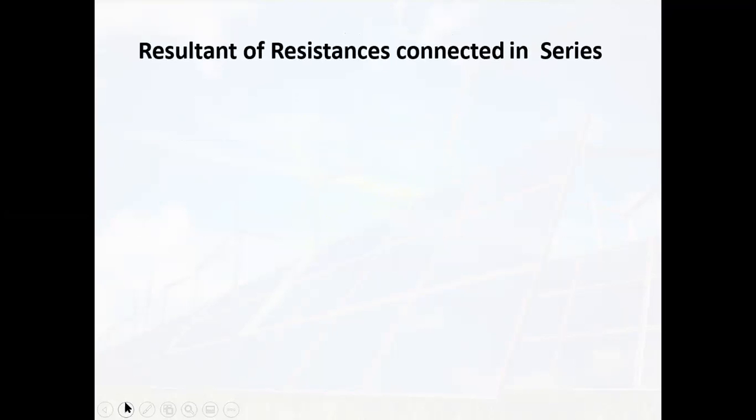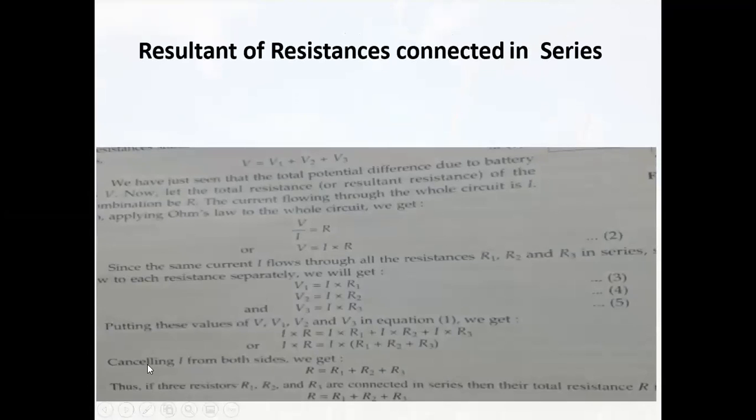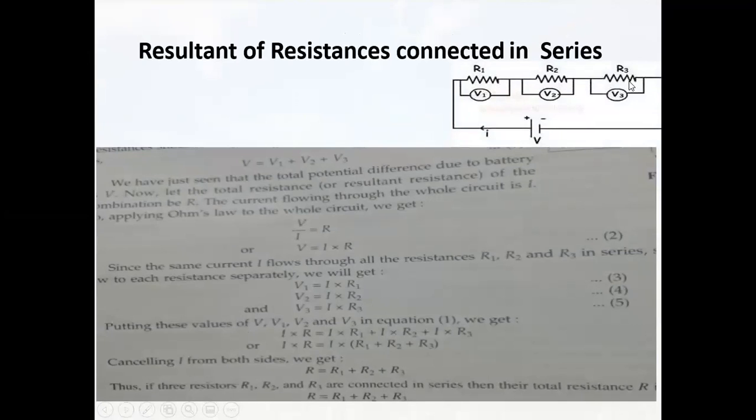Now we will calculate the resultant of resistances connected in series. See, suppose these three resistances are there. So V is equal to V1, V2 and V3. We know V upon I is equal to R. So V is equal to IR. In the case of V1, V1 is equal to IR1. In the case of V2, V2 is equal to IR2. And in the case of V3, V3 is equal to IR3.